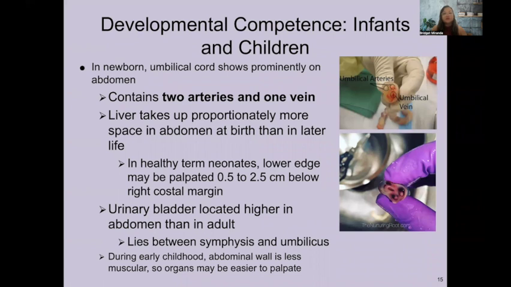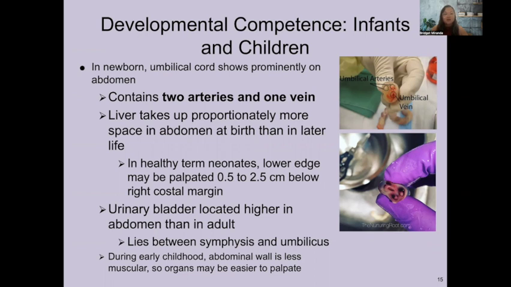In terms of developmental competence for infants and children, note that in the umbilical cord itself, there are two arteries and one vein. And the way that I remember this is AVA, AVA, two arteries and one vein.